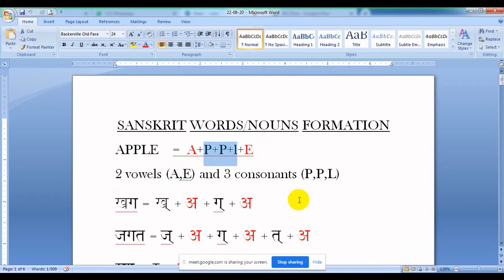For forming any word, any noun in Sanskrit language, you must be using vowels and consonants together, right? Without the help of a vowel, a consonant cannot be pronounced. One consonant can be pronounced, two consonants can be pronounced together, but if you take 5, 6, 7 consonants together without the help of a vowel, it cannot be pronounced.